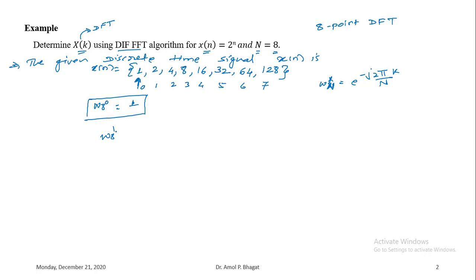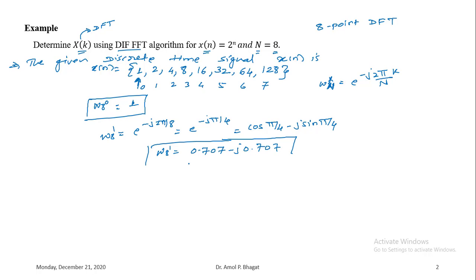Similarly, W8 1 you will get as e to the power minus j 2 pi by 8, so it will be e to the power minus j pi by 4, so it will be cos pi by 4 minus j sin pi by 4, right? So when you compute these values, you will get this W8 1, that is 0.707 minus j 0.707. So this is W8 1.